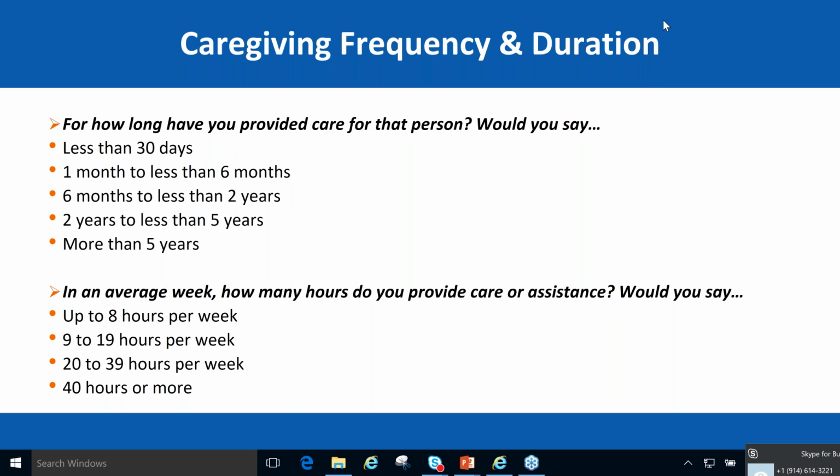Likewise, for the amount of caregiving per week, the question is in an average week, how many hours do you provide care or assistance? Would you say up to 8 hours per week, 9 to 19 hours per week, 20 to 39 hours per week, or 40 hours or more? So again, we don't collect it on a continuous basis, just in these categories, which were designed to reflect essentially working hours. So you could think about whether someone is providing part-time or full-time equivalent care for someone.